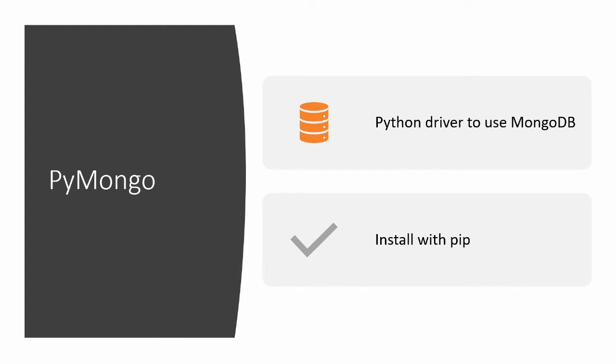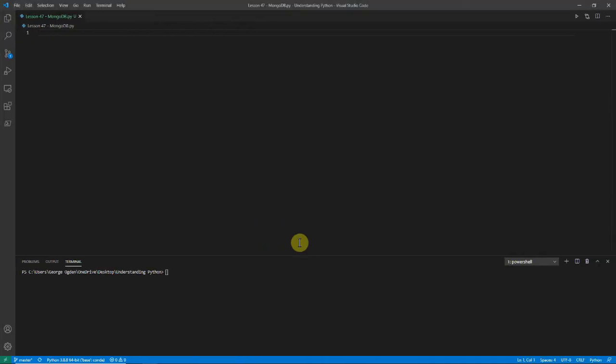To use MongoDB from Python, you need the Python driver, PyMongo, so you need to install that with pip. So here I can type in pip install pymongo, which is the name of the pip module, and you can see I've already installed it. So now that we've started, I'm going to import pymongo, requests, and json, because these are the three modules we're going to be using.